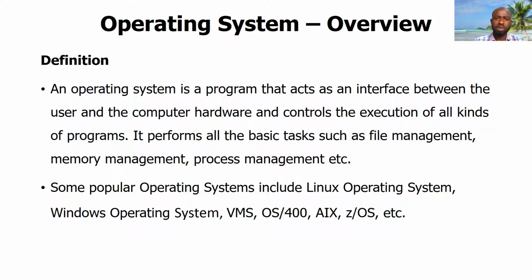Now let's look at the overview of operating system. An operating system is a program that acts as an interface between the user and the computer hardware and also controls the execution of all kinds of programs. It performs all the basic tasks such as file management, memory management, and process management, etc.